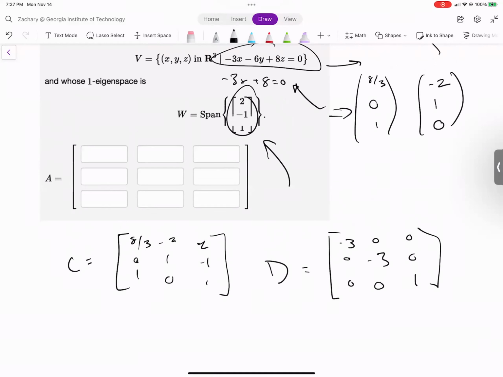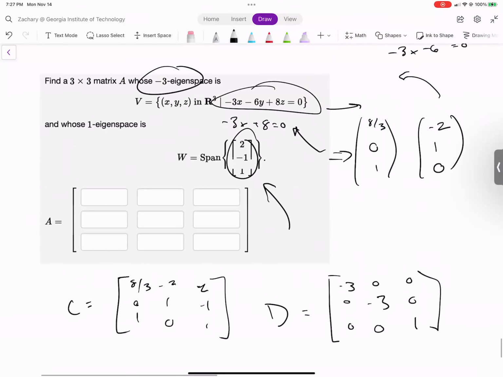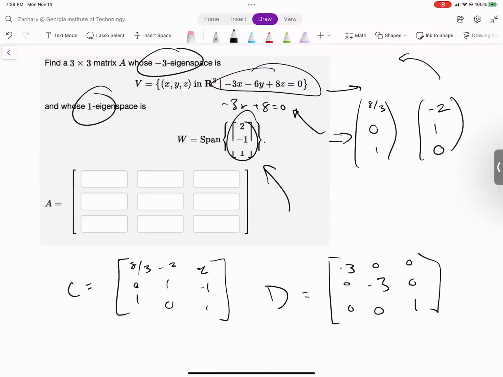Yeah. How did you get those x? It's given. Who's negative 3 eigenspace and who's 1 eigenspace? That's kind of, you've got to read the question. When I tutor, one of the things I always tell my students is the last thing you do when you solve a question is reread the question to make sure you've answered it. Okay.